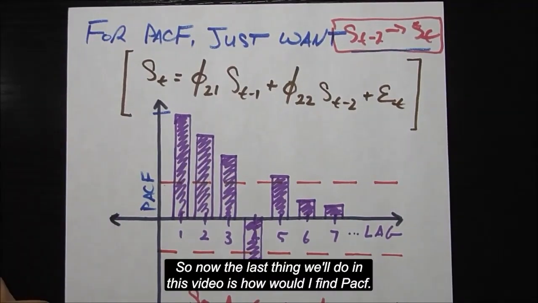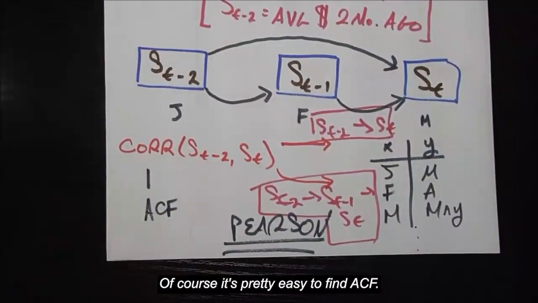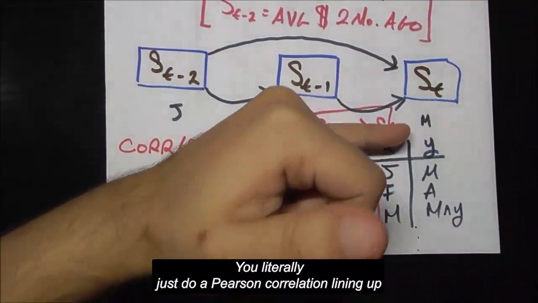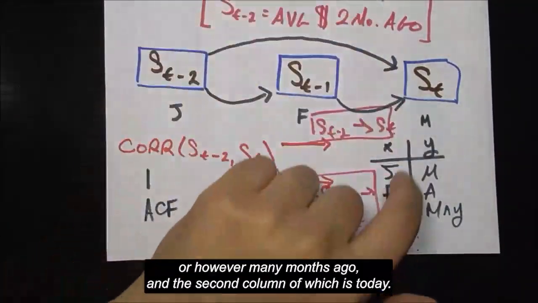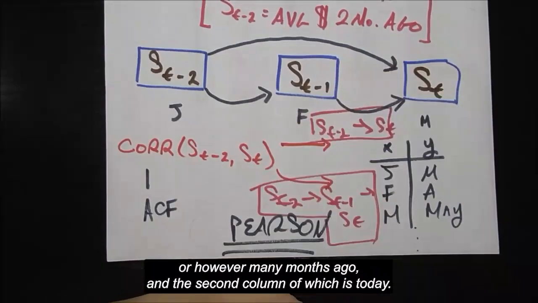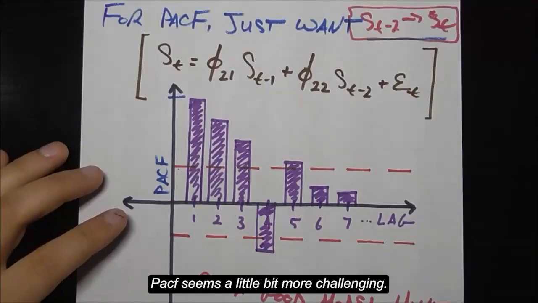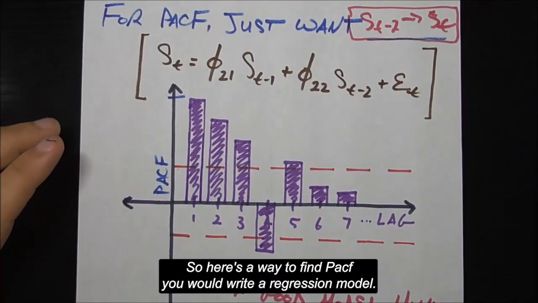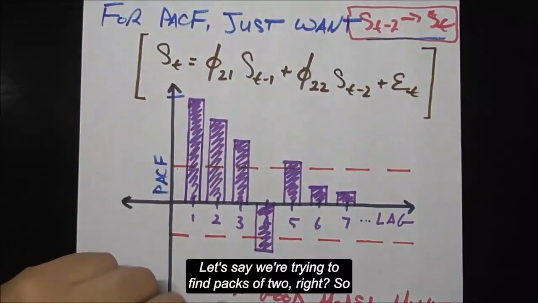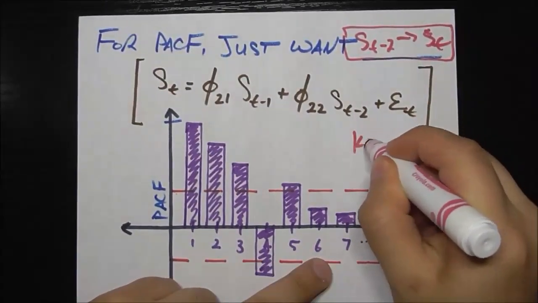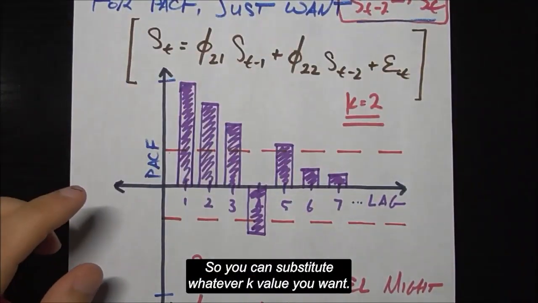So now the last thing we'll do in this video is how would I find PACF? Of course, it's pretty easy to find ACF. You literally just do a Pearson correlation, lining up your data set, the first column of which is 2 months ago or however many months ago, and the second column of which is today. That's pretty easy, right? PACF seems a little bit more challenging. So here's a way to find PACF. You would write a regression model. Let's say we're trying to find PACF of 2, so where k equals 2, k being our lag. You can substitute whatever k value you want.